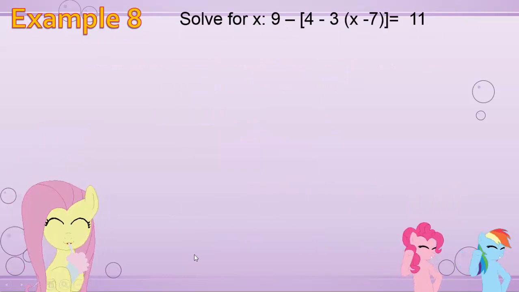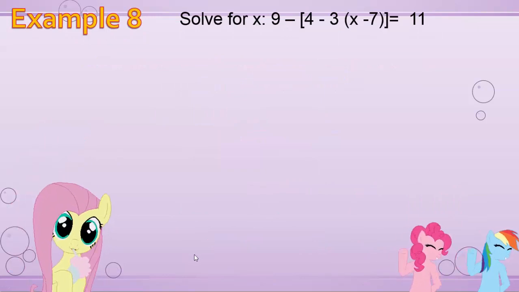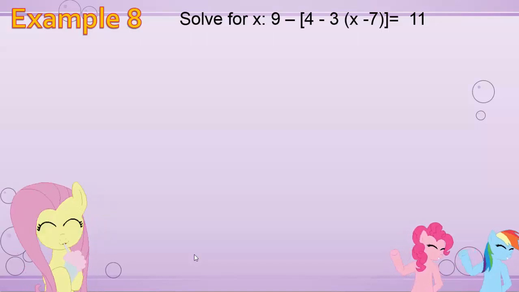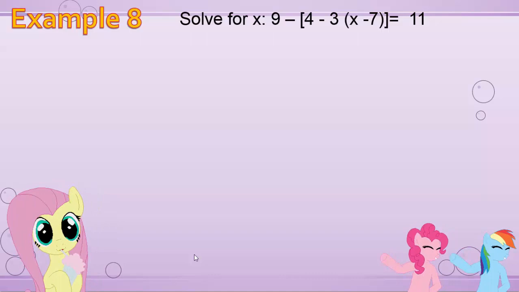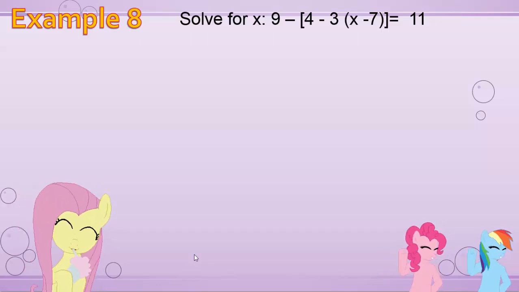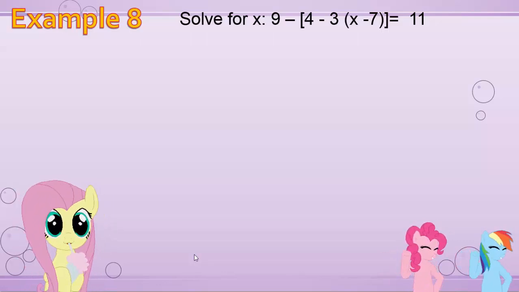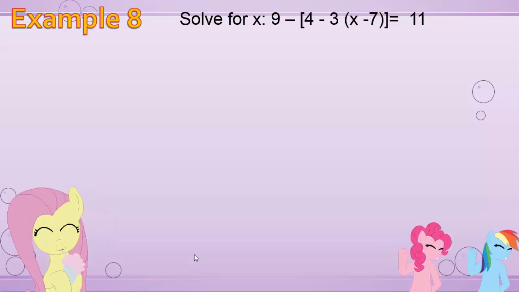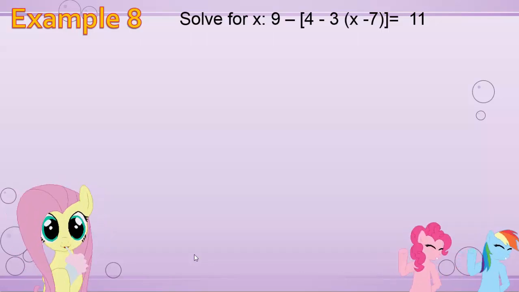In example number 8, we're asked to solve for x, where we have 9 minus bracket 4 minus 3, bracket x minus 7, close bracket, and close with the square bracket is equal to 11. So let us go to the whiteboard and work this one out in detail.